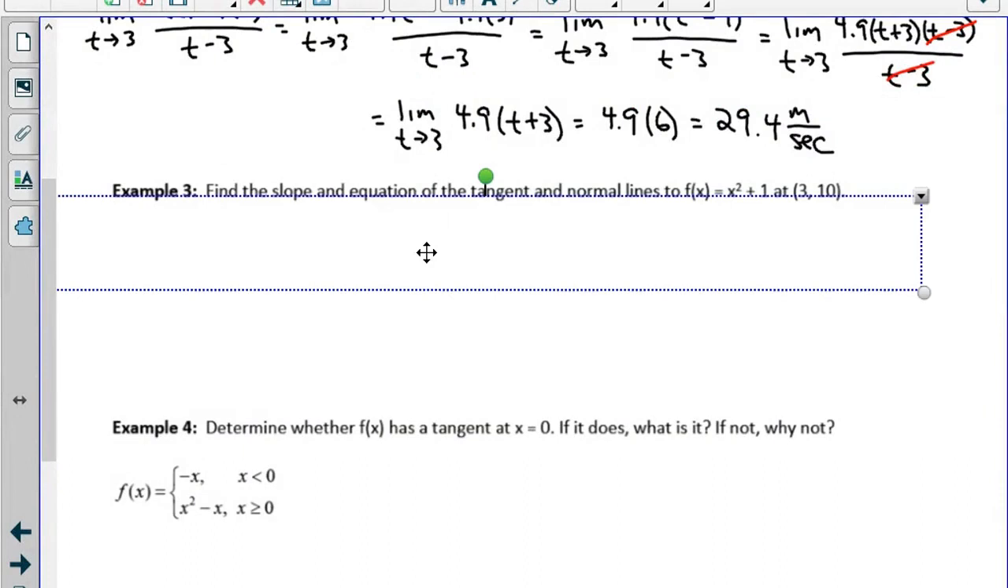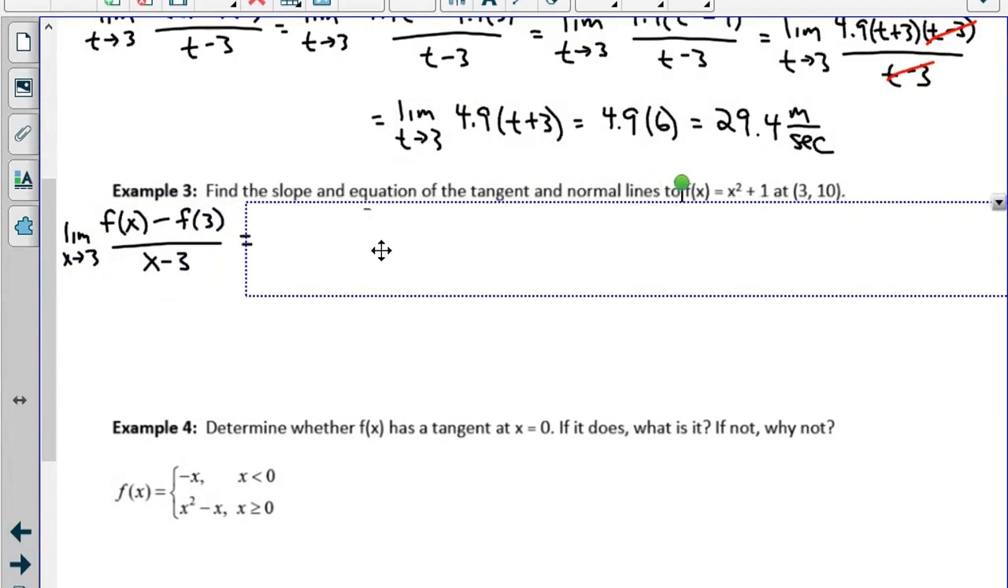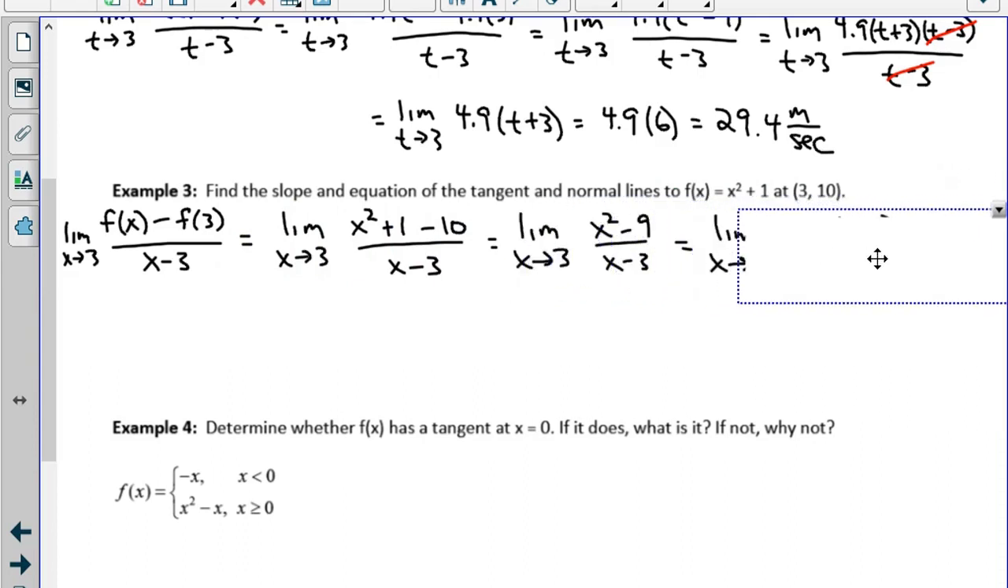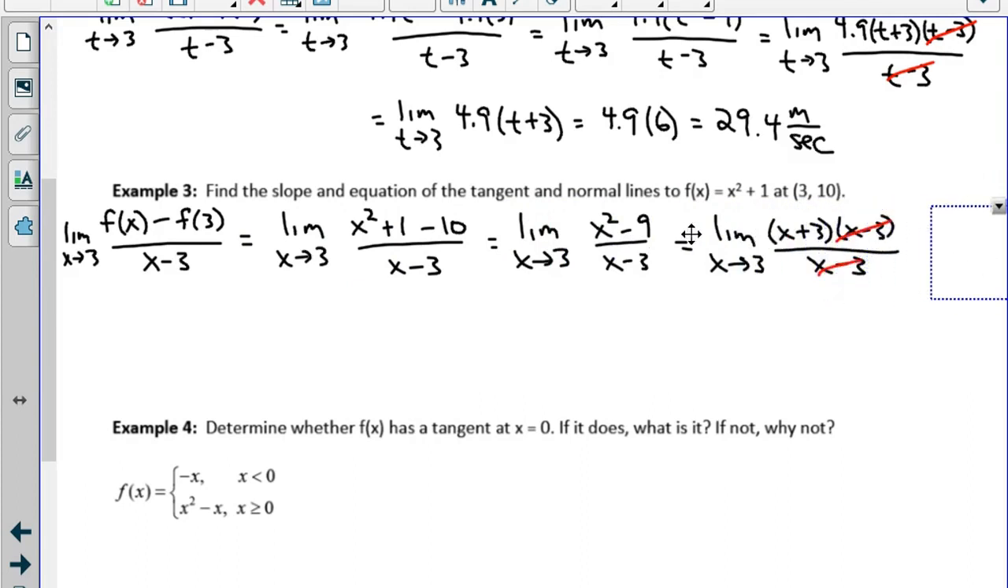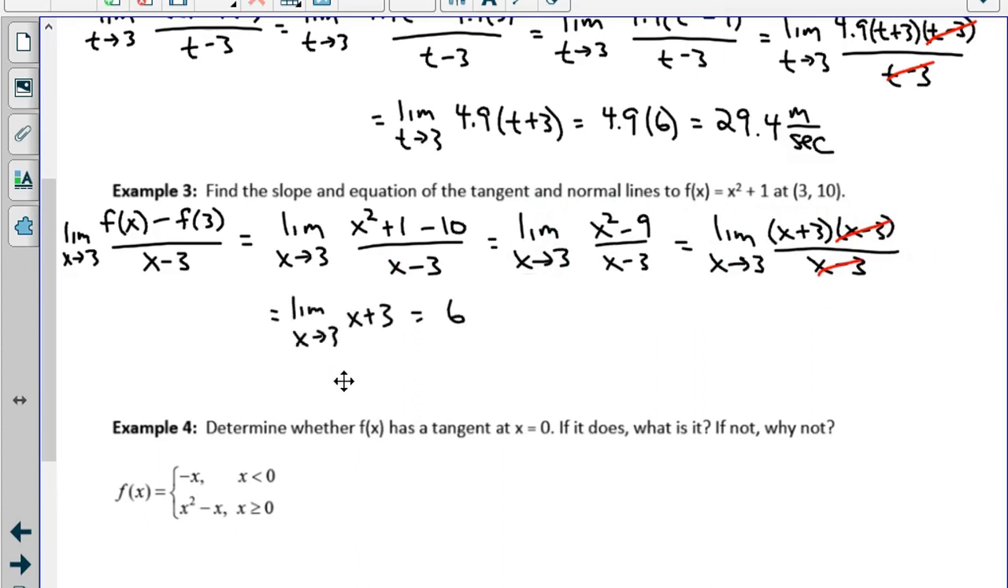Example 3, find the slope and equation of the tangent and normal lines to f of x equals x squared plus 1 at the given point. So I'm going to use method 2. I'm going to substitute x squared plus 1 and 10 in for f of x and f of 3. I simplify. I recognize that x squared minus 9 factors. And then I end up with the limit as x approaches 3 of x plus 3, which I then can directly substitute 3 in and get 6. So notice once again the denominator canceled.